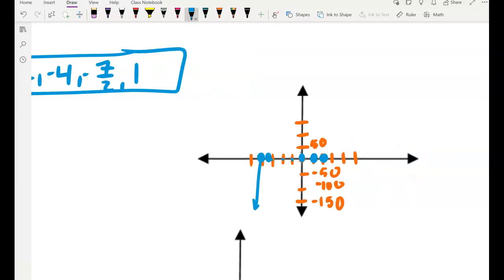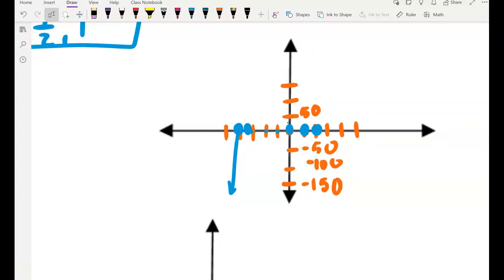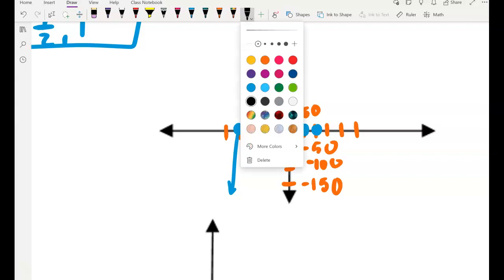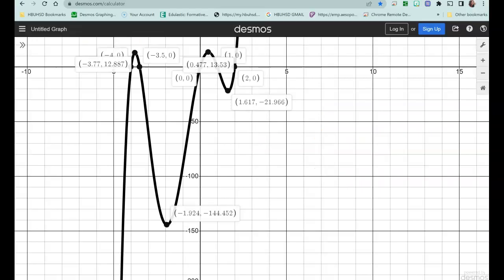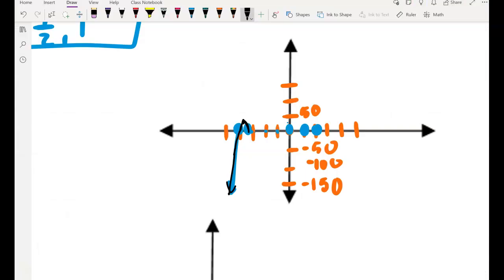So my pen needs to be like skinny. You guys have a pencil, so I think you should be fine. So 13-ish is somewhere here, so it's going to go up there. Touch that, and then let's see this minimum value. This value at the bottom is negative 2-ish and negative 144. Okay, so negative 2 and then negative 144, so that's right there.